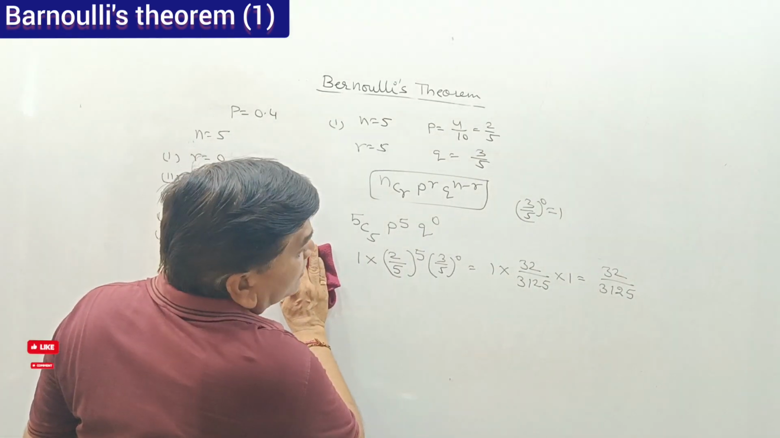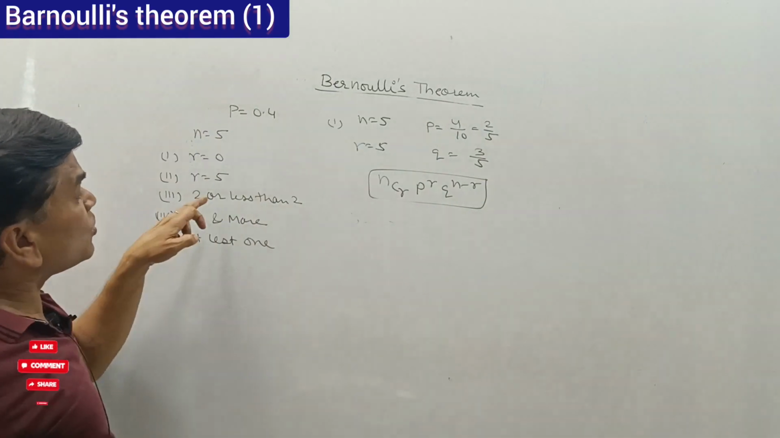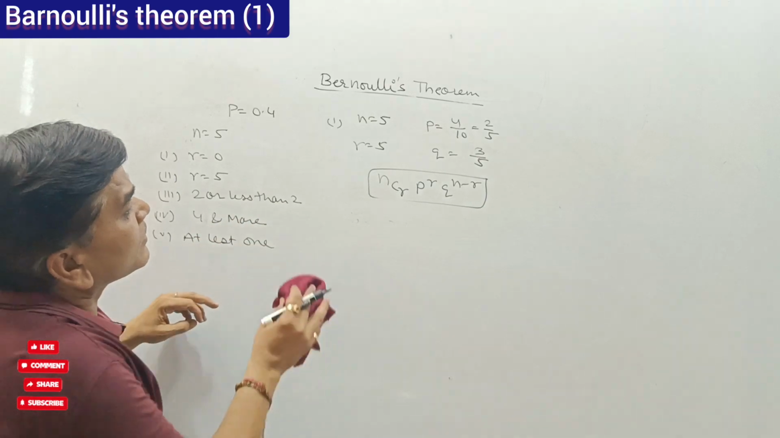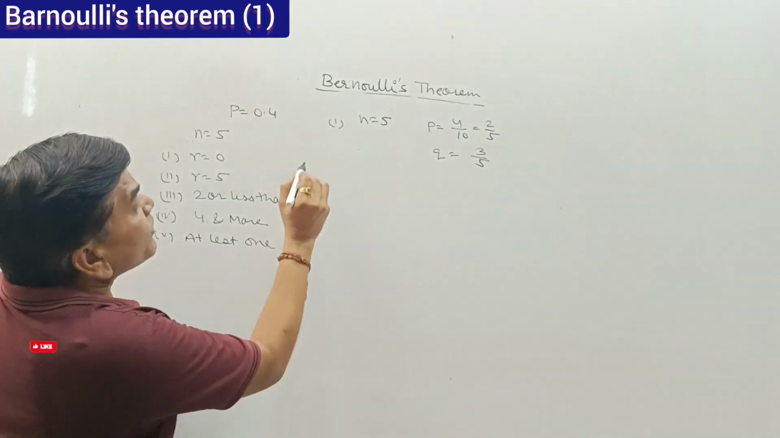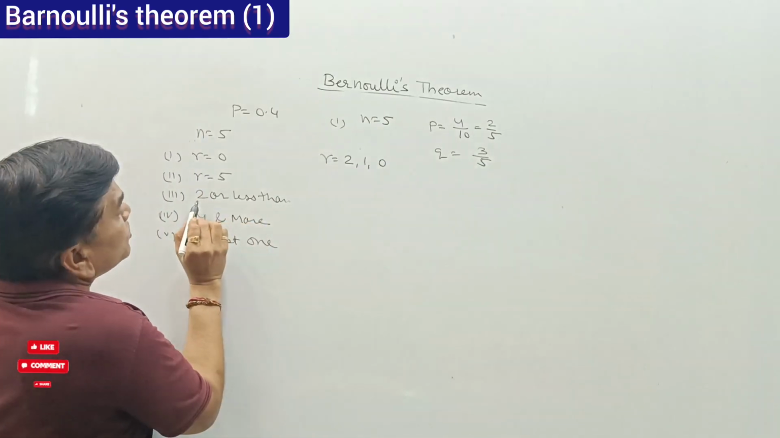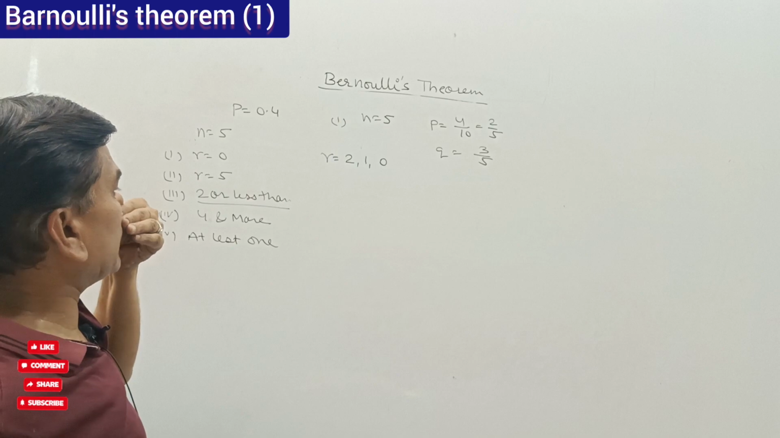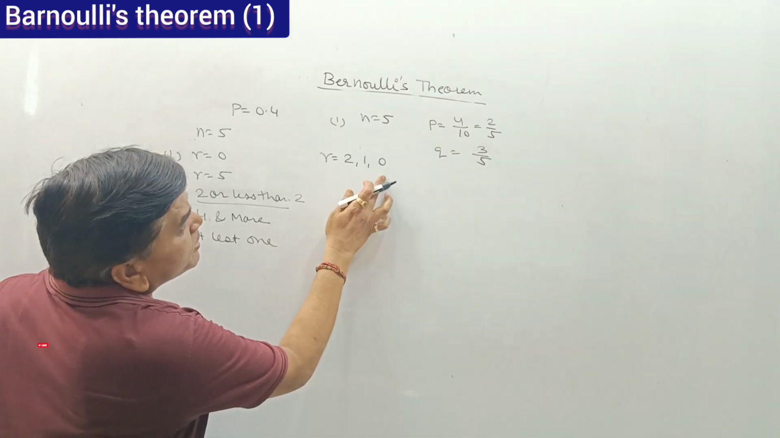Now the third is to calculate 2 or less than 2. So the value of r is equal to 2, 1 and 0. Okay, so 2 may be, 1 may be, 0 may be.